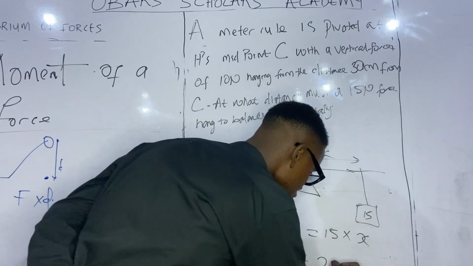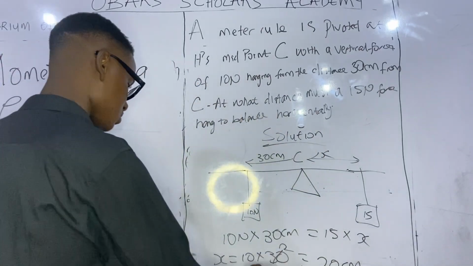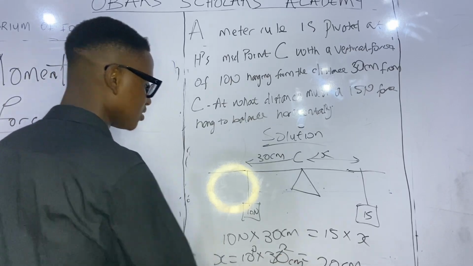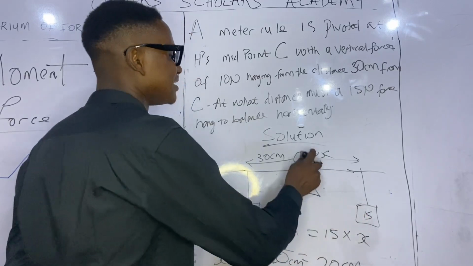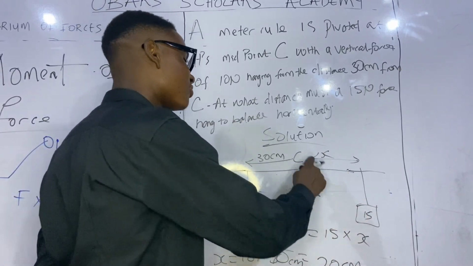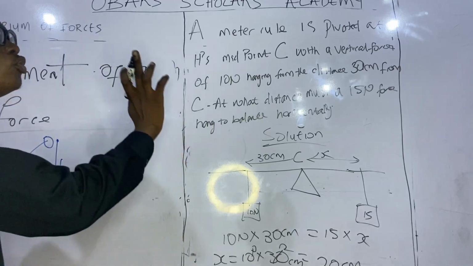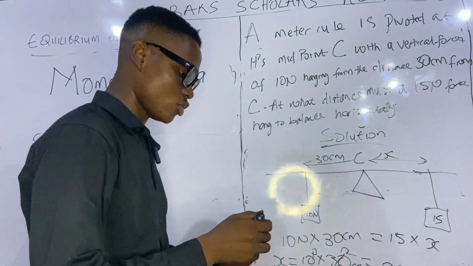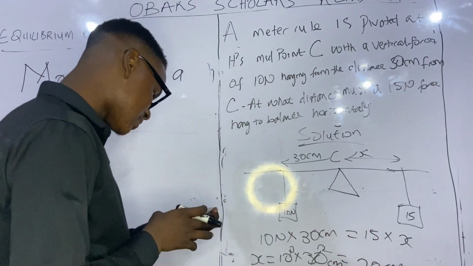X will be equal to 20 centimeter, of course, because you cancel Newton and you have centimeter. So we'll place this 15 Newton at a distance of 20 centimeter from C to make this meter rule balance horizontally. So it's that simple.